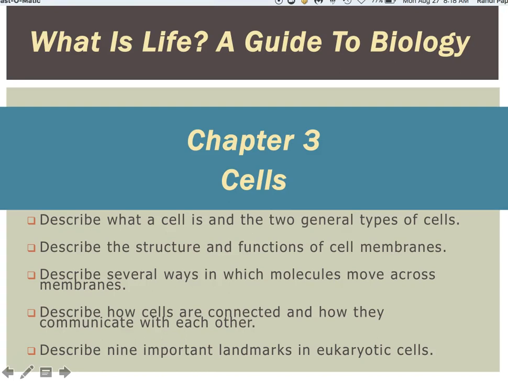Chapter 3 is all about cells, and we're going to learn about several different types of cells. We're going to learn about how things move across cells, in and out, and basically learn about all of the big parts of a eukaryotic cell.